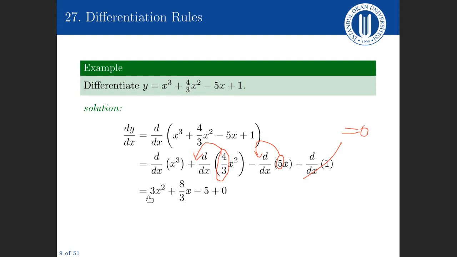The derivative of x cubed is 3x squared. The derivative of x squared is 2x, so we get 8 over 3 x. The derivative of x is 1, so we just get minus 5, and then plus 0, because the derivative of a constant is always 0.